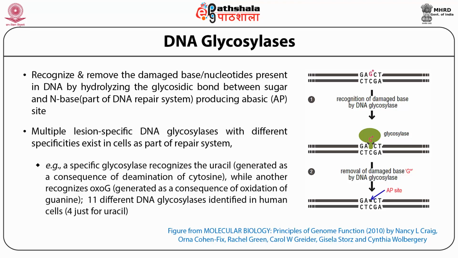For example, a specific glycosylase recognizes the uracil generated as a consequence of deamination of cytosine, while another recognizes OXO-G generated as a consequence of oxidation of guanine. 11 different DNA glycosylases have been identified in human cells.